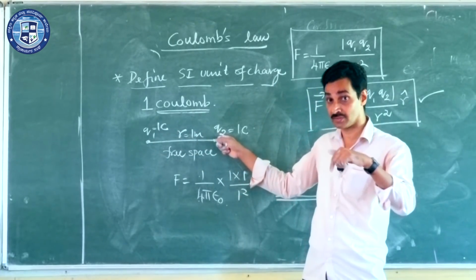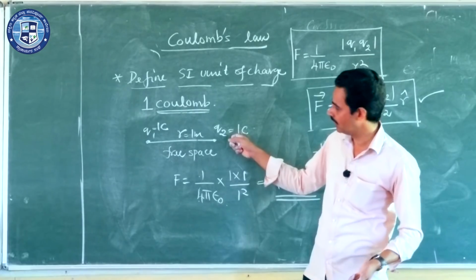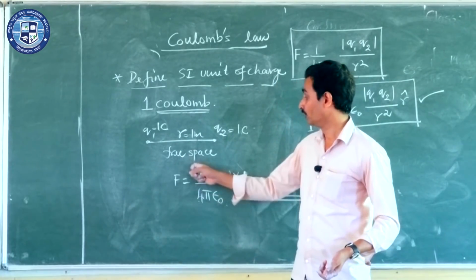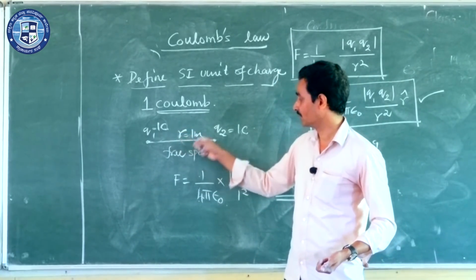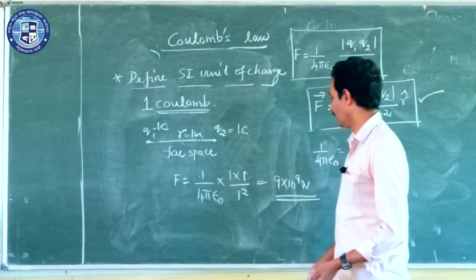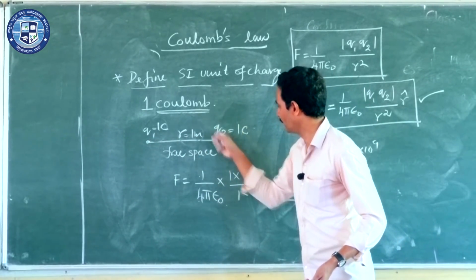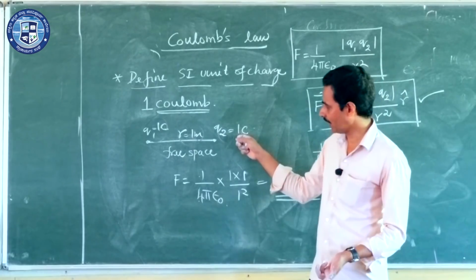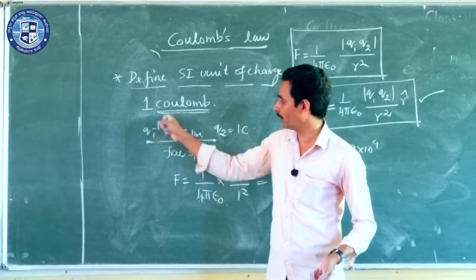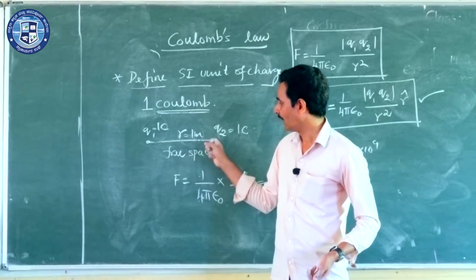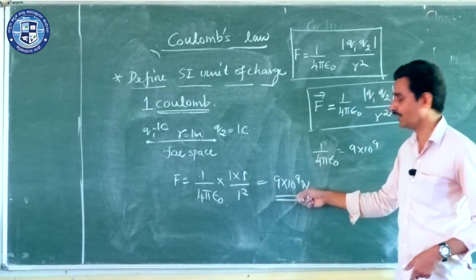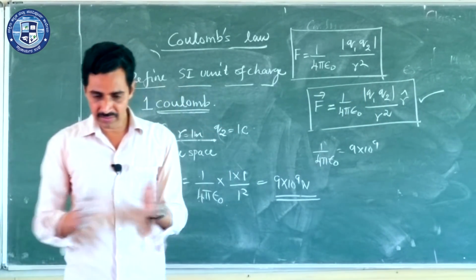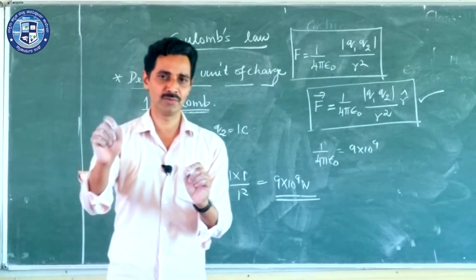So 1 Coulomb is that charge. What charge are you explaining? 1 Coulomb is that charge when placed at a distance of 1 meter from another identical charge or similar charge in free space or vacuum, separated by a distance of 1 meter, and experiences a repulsive force of 9 into 10 to the power 9 Newton. Okay? 1 Coulomb is that charge when placed at a distance of 1 meter from another identical charge in free space, experiences an electric force of repulsion of 9 into 10 to the power 9 Newton. That is the way we have to define it, and it's a very important definition, and all the definition goes in a single sentence, so you have to write it once and study that.